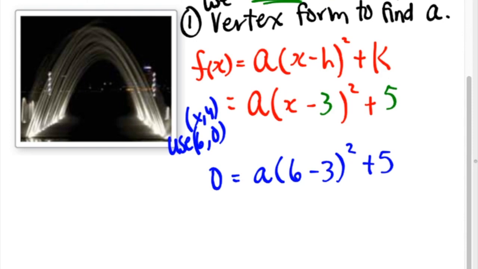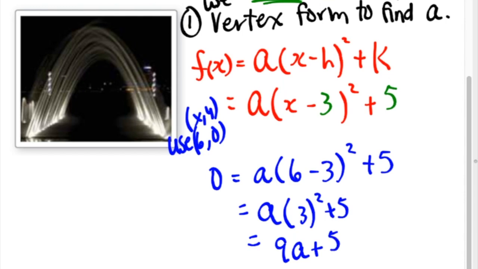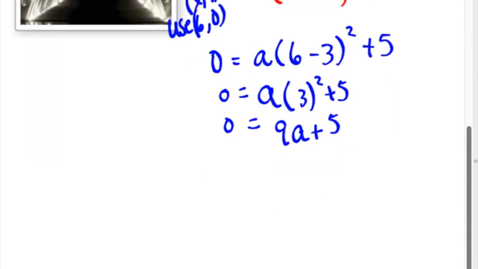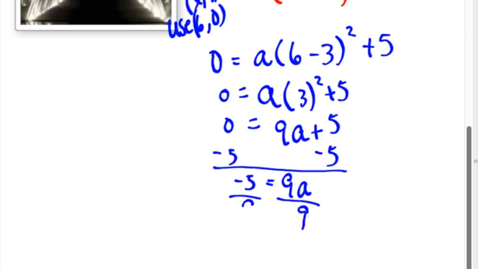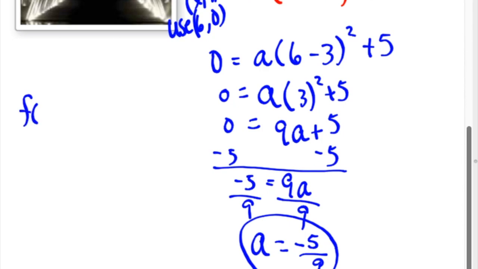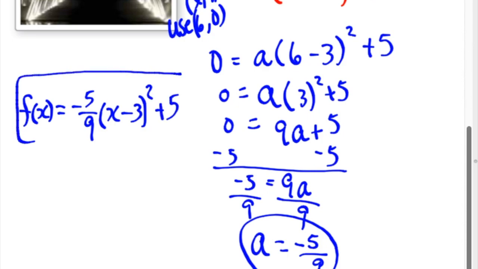And now I can solve to look for a by itself. So 6 minus 3 is 3, so 3 squared is 9. And 9a + 5 is equal to 0. Subtract 5, divide by 9. You would get a is equal to -5/9. So all I need to do now is to finish up my problem by writing f(x) = -5/9 (x - 3) squared + 5 as my final answer.